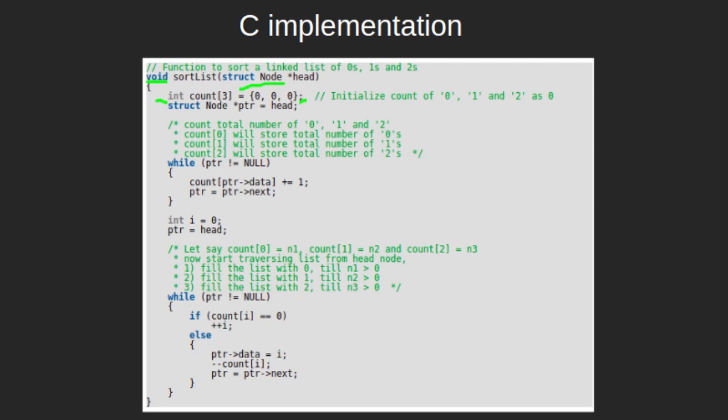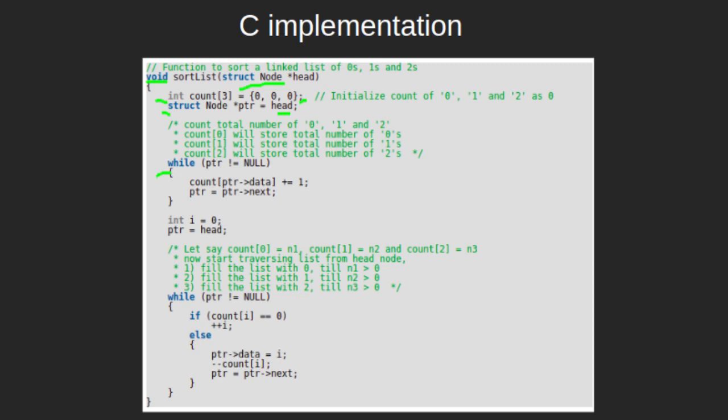Count array will maintain the count of the number of zeros, ones and twos present in the linked list. Also a temporary pointer ptr is declared and initialized with the head of the given linked list. Now we count the number of times each number is appearing in the linked list. So we will traverse the given linked list and increment the count of 0 if we encounter 0, count for 1 if we encounter 1 and count for 2 if we encounter 2.